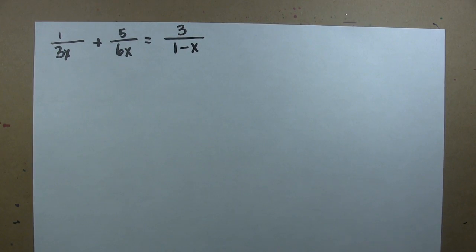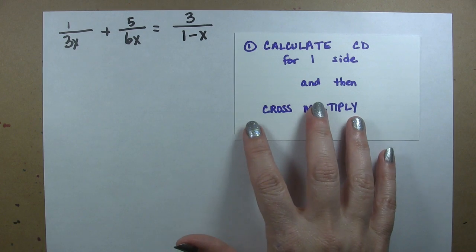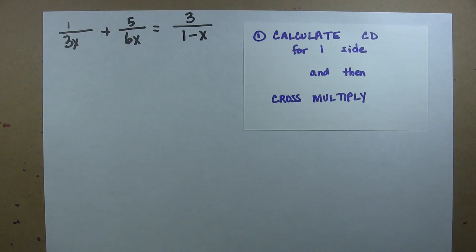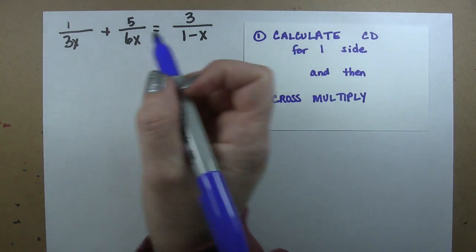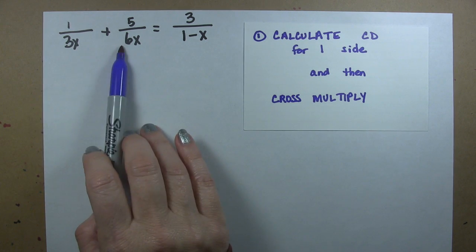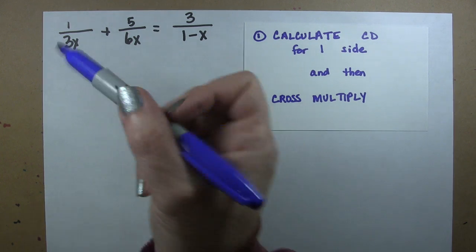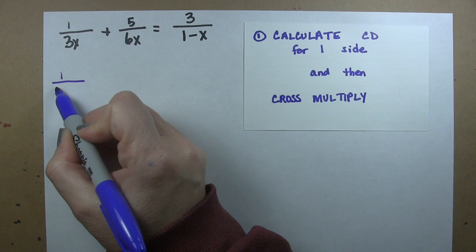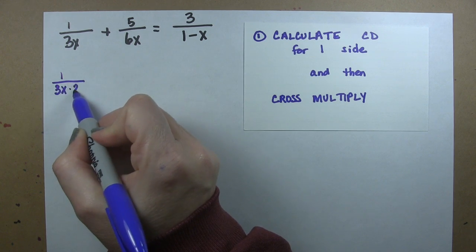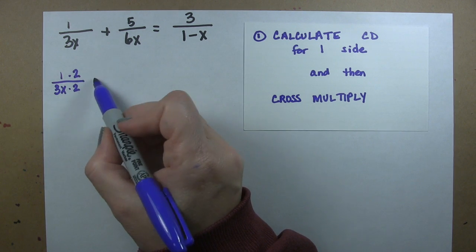So this is an uglier equation than the one that we did just a few seconds ago, but it'll still work. Okay, so let's do our blue calculation first, which is we're going to calculate the common denominator for one side of the equation. If I look here at this side of the equation, the obvious common denominator would be 6x. So let's do that. So right now we have 1 over 3x, but we have to multiply the numerator and denominator by 2 so that we get to 6x.